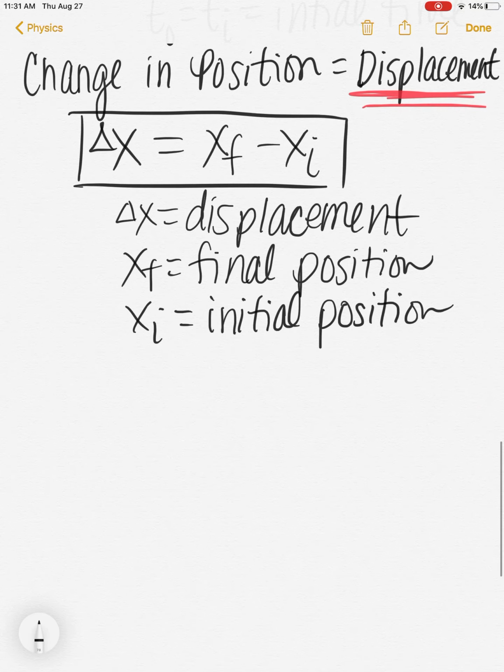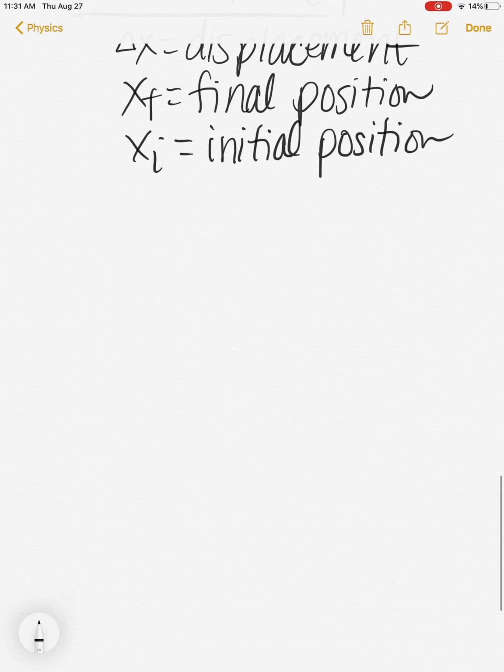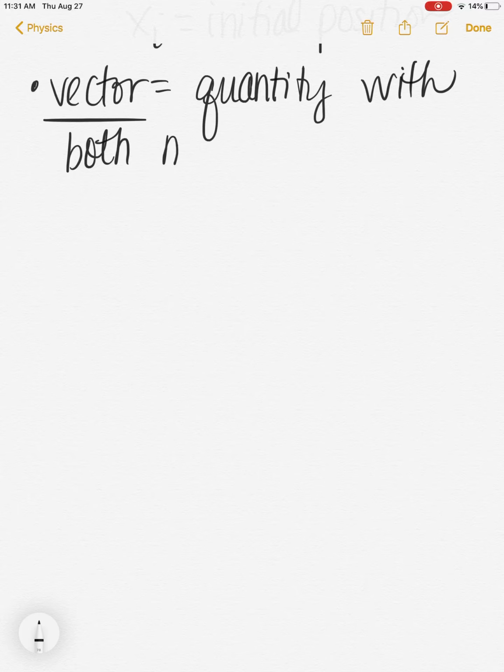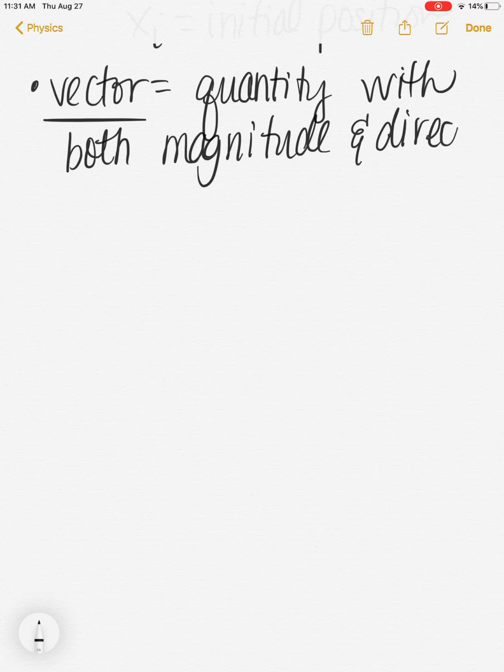So another very important concept for us to understand is the concept of vectors. A vector is a quantity with both magnitude and direction. So what's a vector in real life? Well, a vector could be something like displacement.